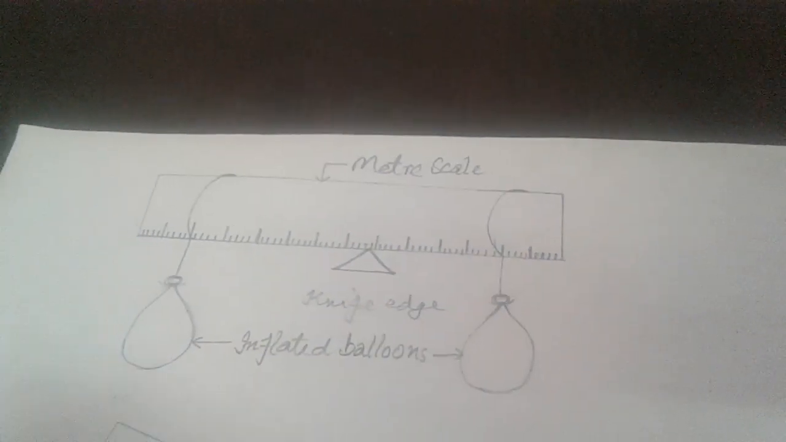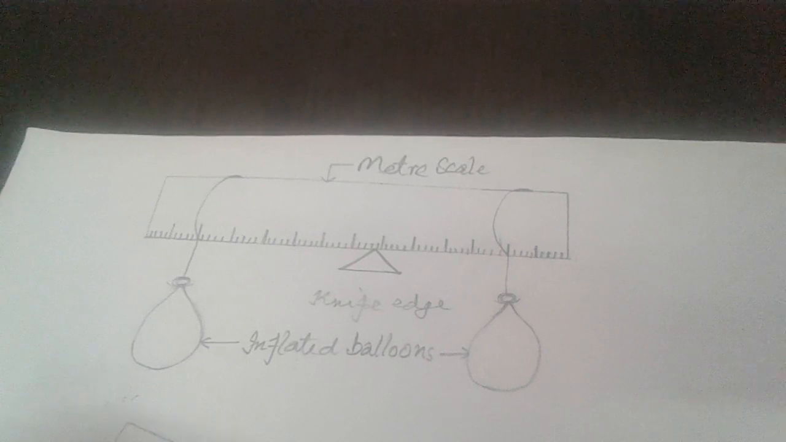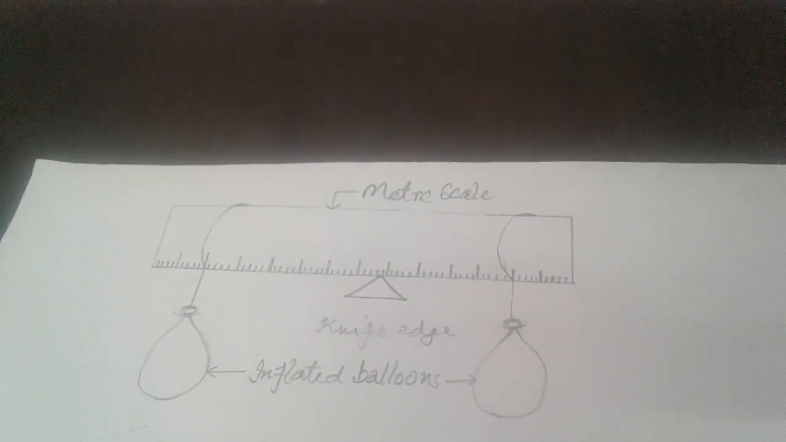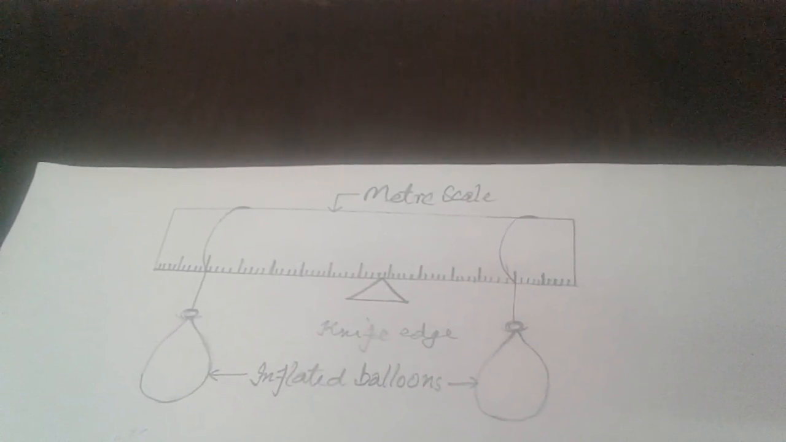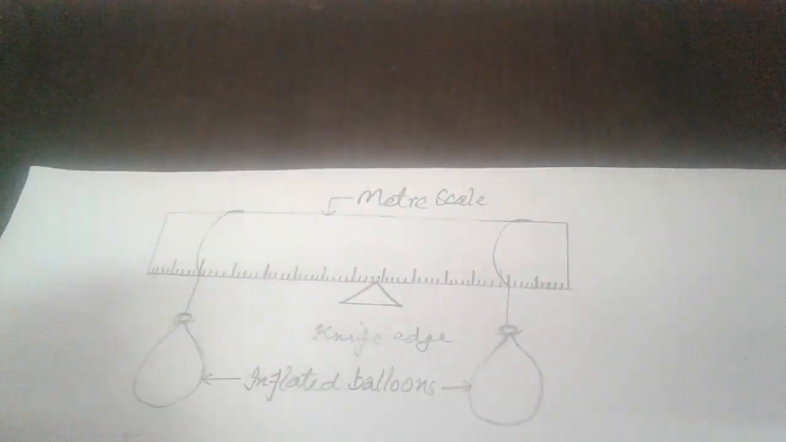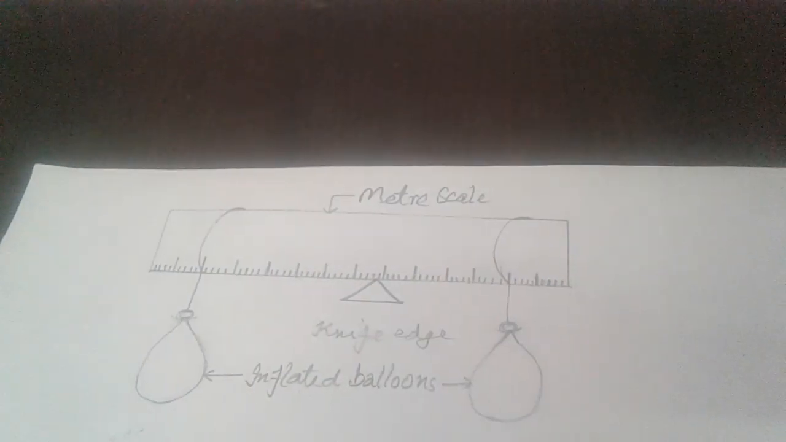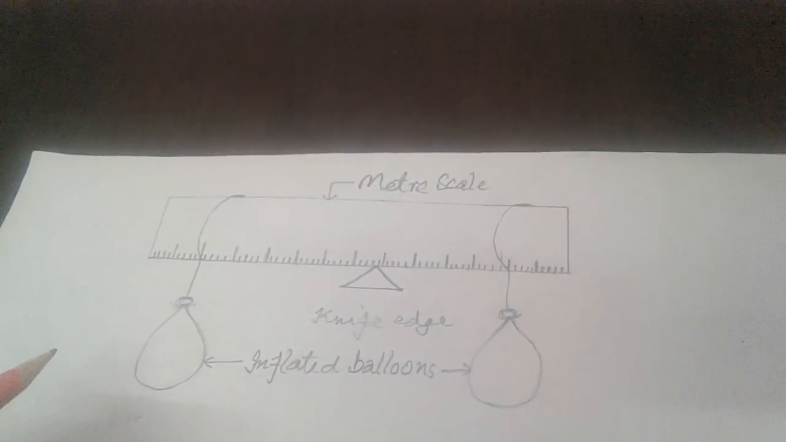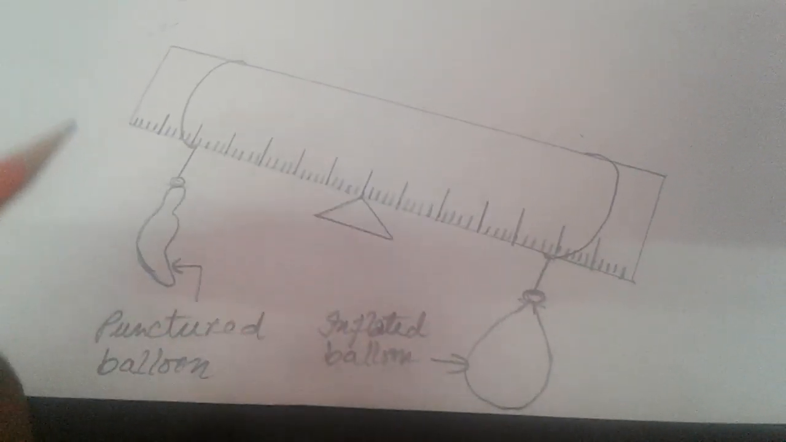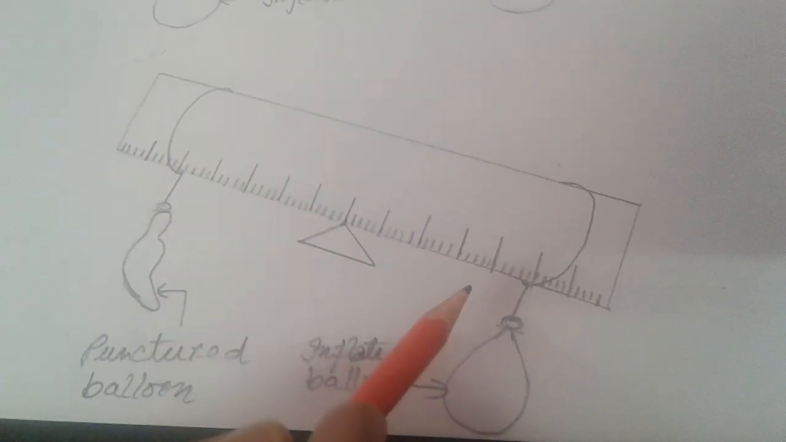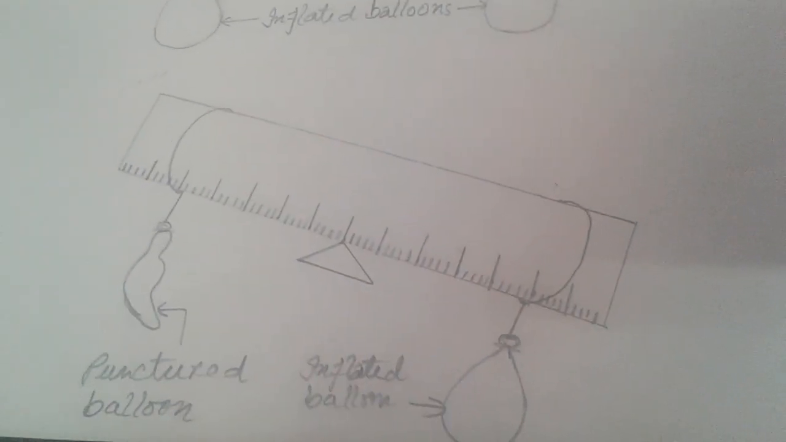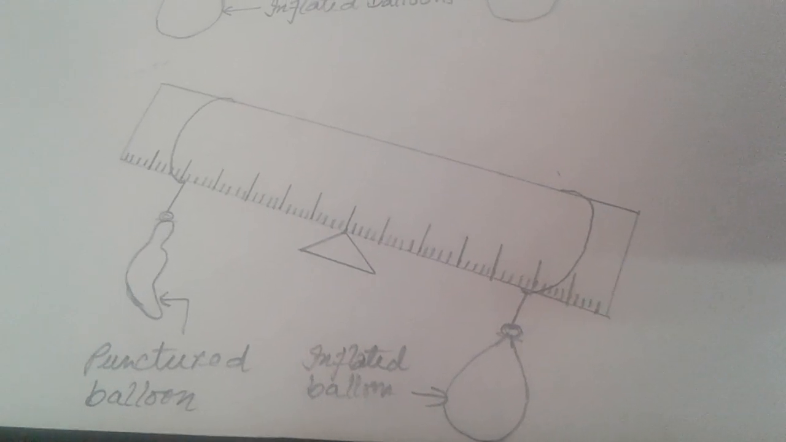Now I'll show you that air has mass. See this figure. We take two similar balloons and inflate them with air equally and arrange as shown in figure. The scale is in the balance state. As we puncture the left balloon, meter scale lifts towards the right. This shows that air has mass.